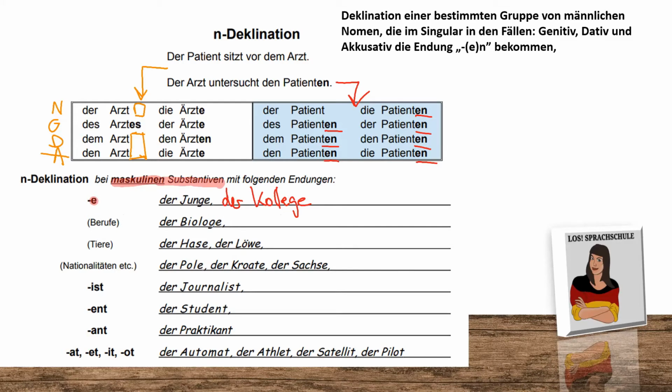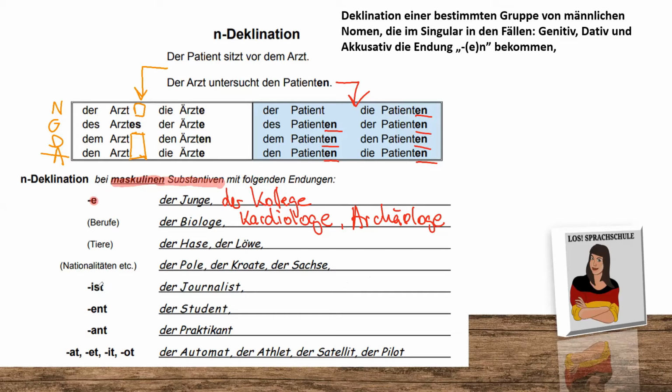For example, der Biologe, der Kardiologe, the heart doctor, cardiologist. Der Archäologe, the archaeologist, and stuff like this. Next one is animals. Der Hase, der Löwe, and so on. And nationalities. Der Pole, der Kroate, der Sachse, der Deutsche, and so on.